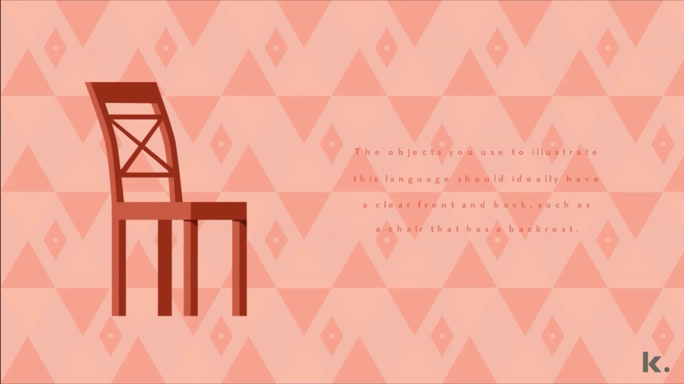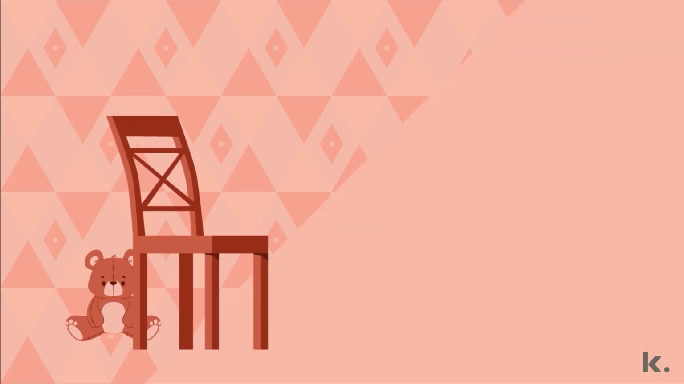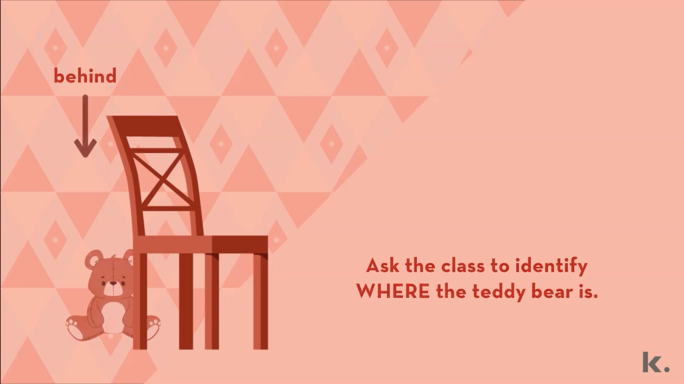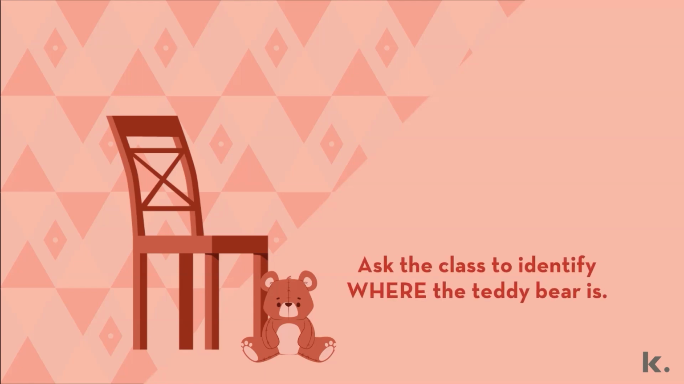Ask the class to identify where the teddy bear is. From their responses, you will be able to gauge their understanding of the word behind. You may need to provide them with this word. Next, place the teddy bear on the ground in front of the chair. Ask the class if they are able to describe where the teddy bear is now. Provide them with the phrase in front of if need be.